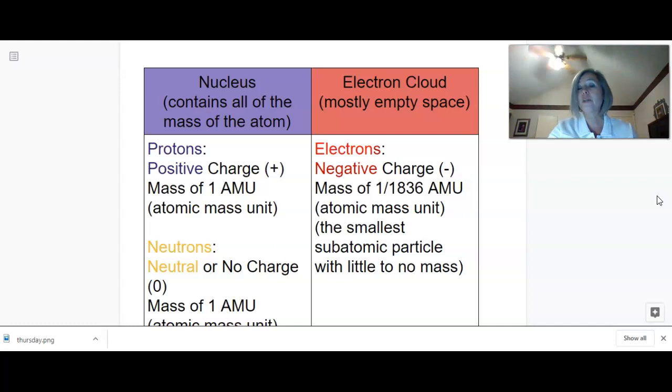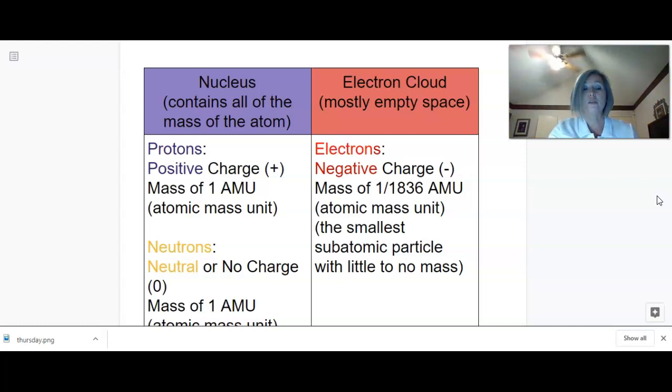So when we're talking about subatomic particles and their mass, we're not going to measure them in grams, because try to stick a subatomic particle on a triple beam balance. It's not going to work. So we're going to talk about atomic mass unit. So a proton has an atomic mass unit of 1 AMU.